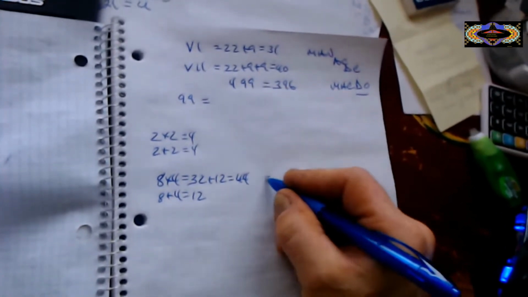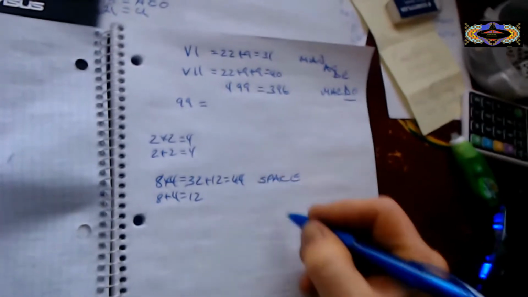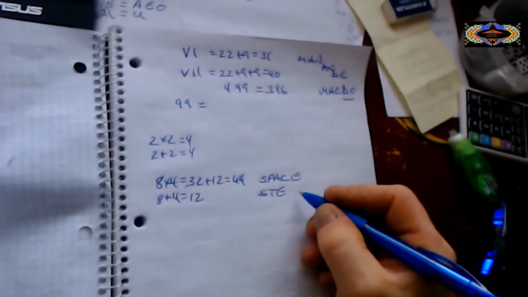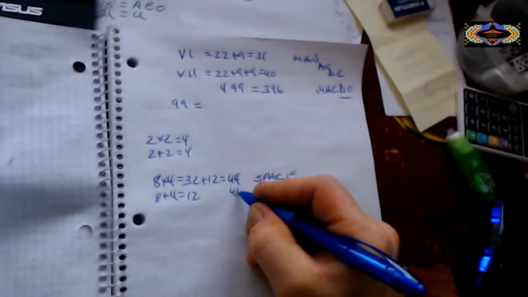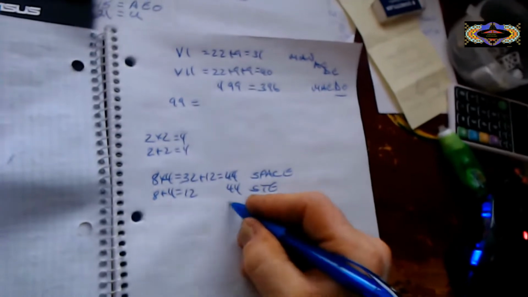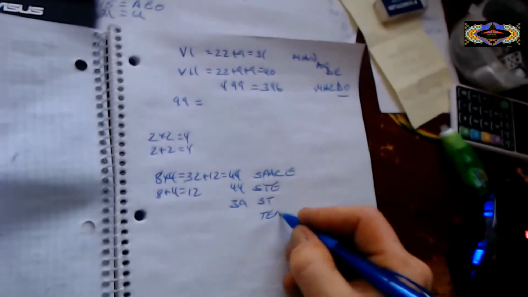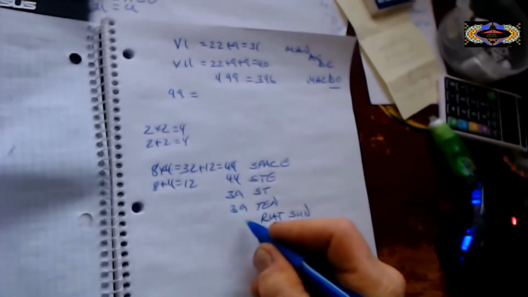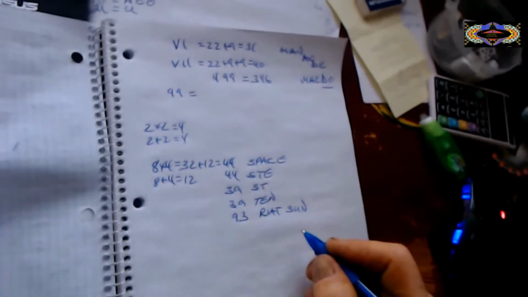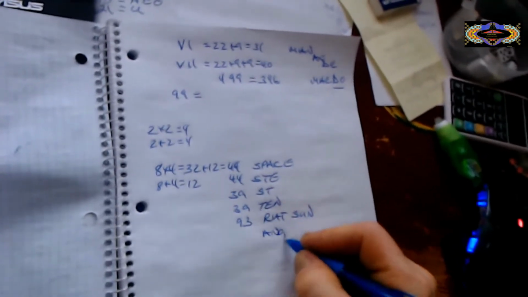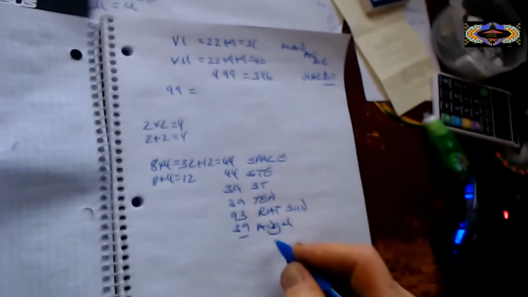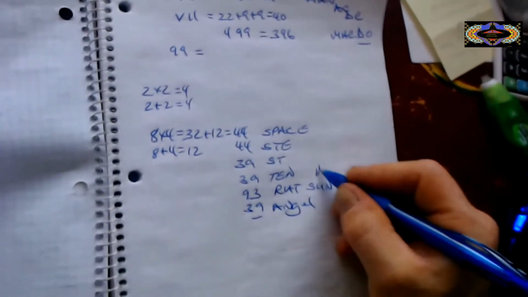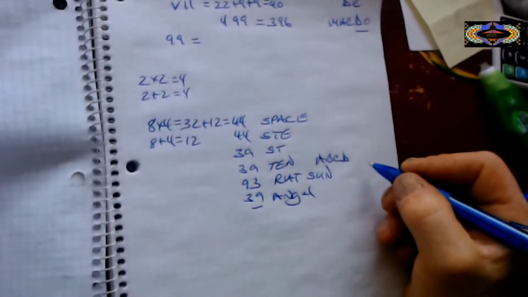The numeric value for space is 44. The numeric value for STE abbreviation, okay, is 44. The ST is 39, and you have to understand that 10 is number 39. The rat sun is number 93. The angel is number 39. Just knowing this, okay, what is 10? It is A, B, C, D. That is what 10 is.